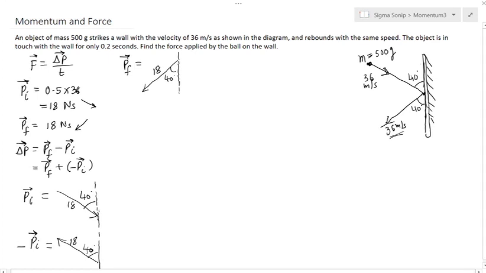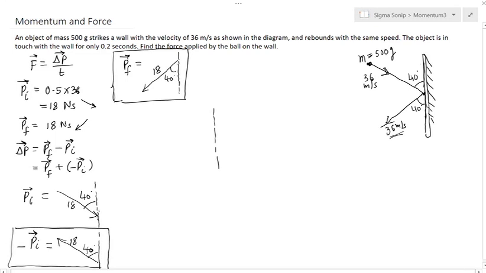Now to find delta P, I need to add this vector PF and minus of PI. I need to add these two vectors. So let me do a geometrical construction here. Again, I will start with my wall here, and I will draw PF here. So PF is going from here like this. The length is 18, and that angle is 40 degrees.